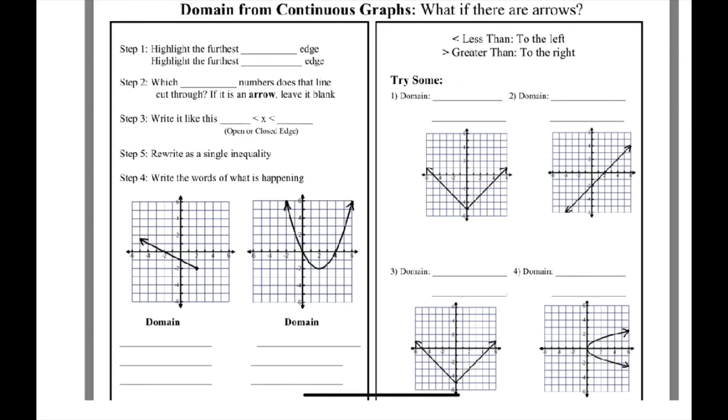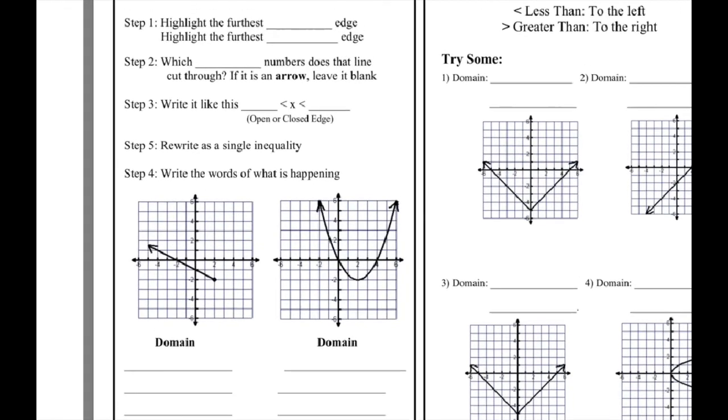So last class, all of our continuous graphs had an endpoint on the left and an endpoint on the right. But today we are going to look at continuous graphs if there are arrows in my graph. If there's one arrow, if there's two arrows, we need to know how to write the domain and range. So again, we're going to start with domain.